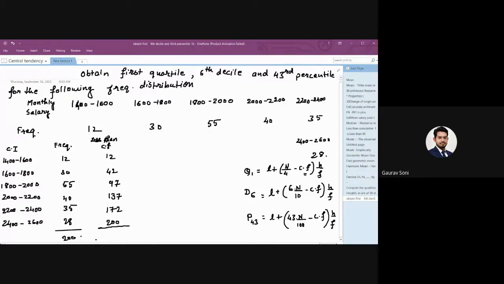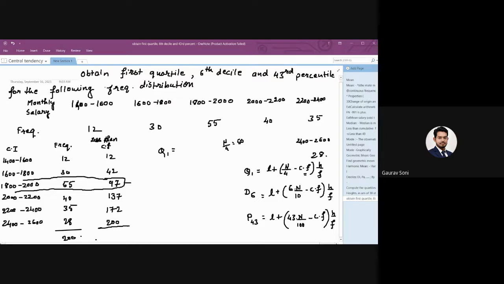Now we just have to put in the formulas. N by 4, and the cumulative frequency of the previous class. Remember that. So 200 by 4, that will be 50, right? So Q1 is in the class which is just exceeding 50. So which class is just exceeding 50? It is this class, right?